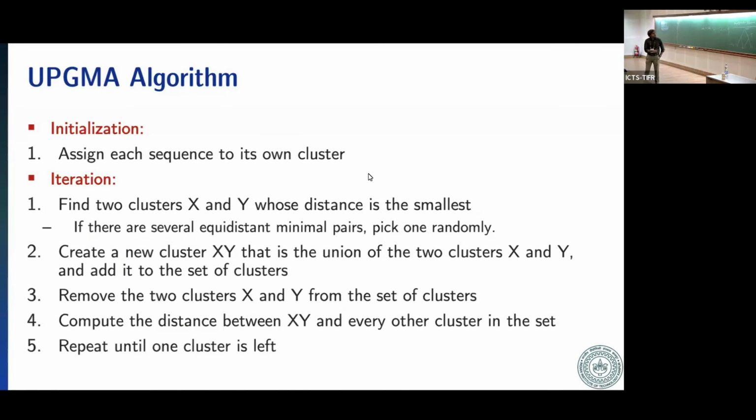And then we repeat this process until only one cluster is left. So every iteration of this process is reducing the number of clusters. So at some point we are going to be left with just one cluster, which is the whole tree, right? So that's when we stop this algorithm.